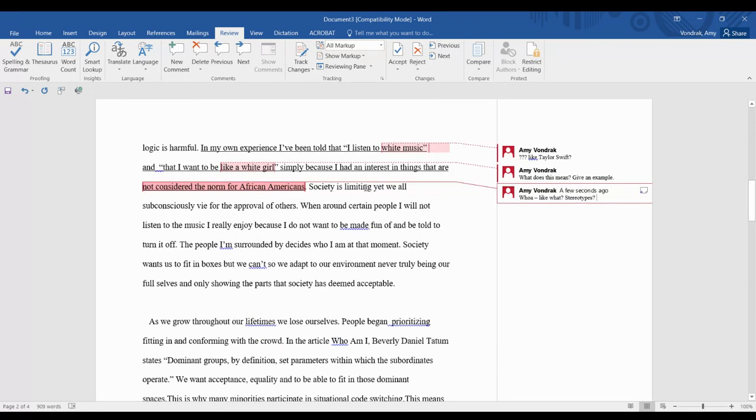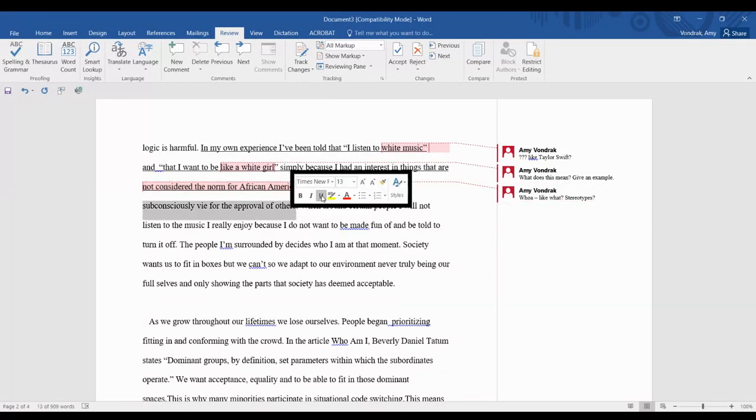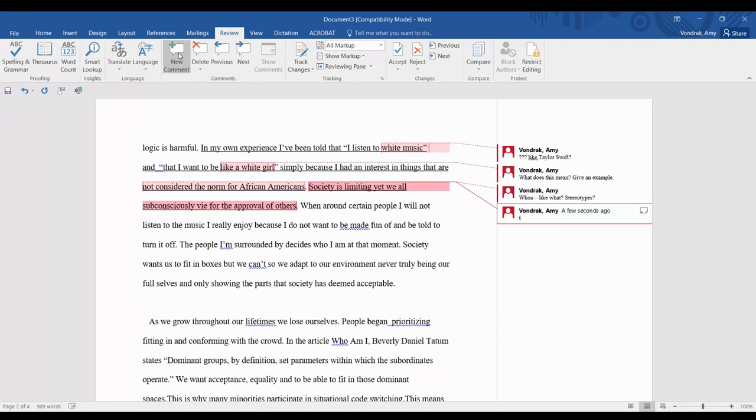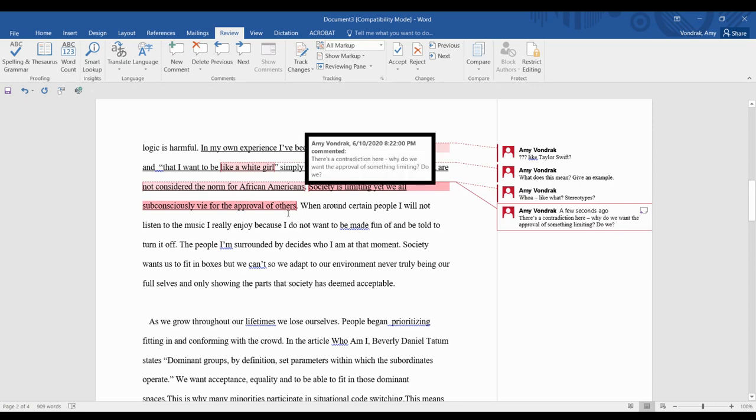Society is limiting, yet we all subconsciously vie for the approval of others. So I'm reading that and I want to underline it. I'm like, okay, there's a contradiction here. Why do we want the approval of something limiting? And maybe, do we all? I don't know that we all vie for the approval of others. I know the student who wrote this, and in a lot of ways she wasn't looking for approval. So maybe that's not always true.